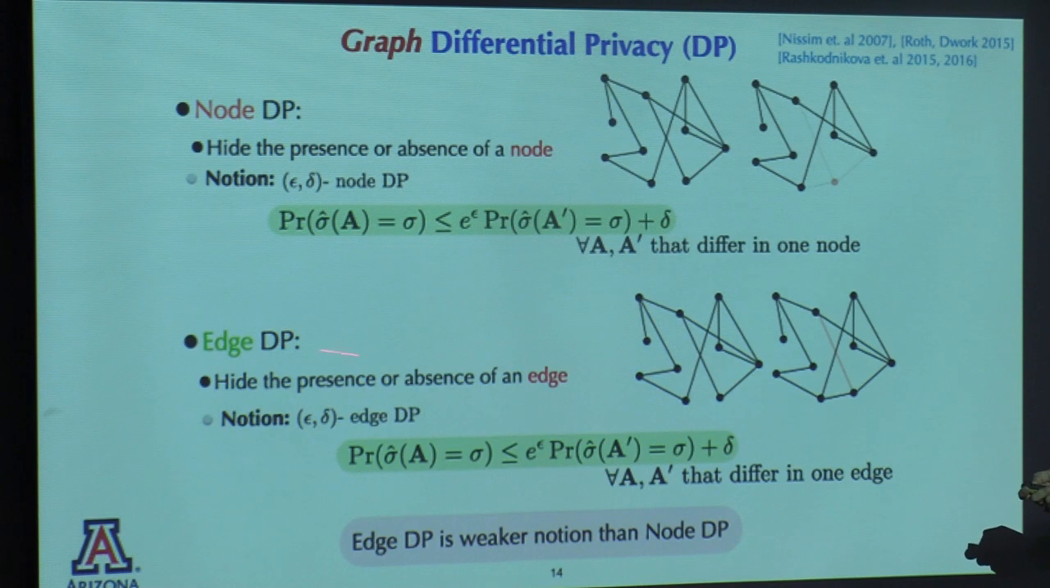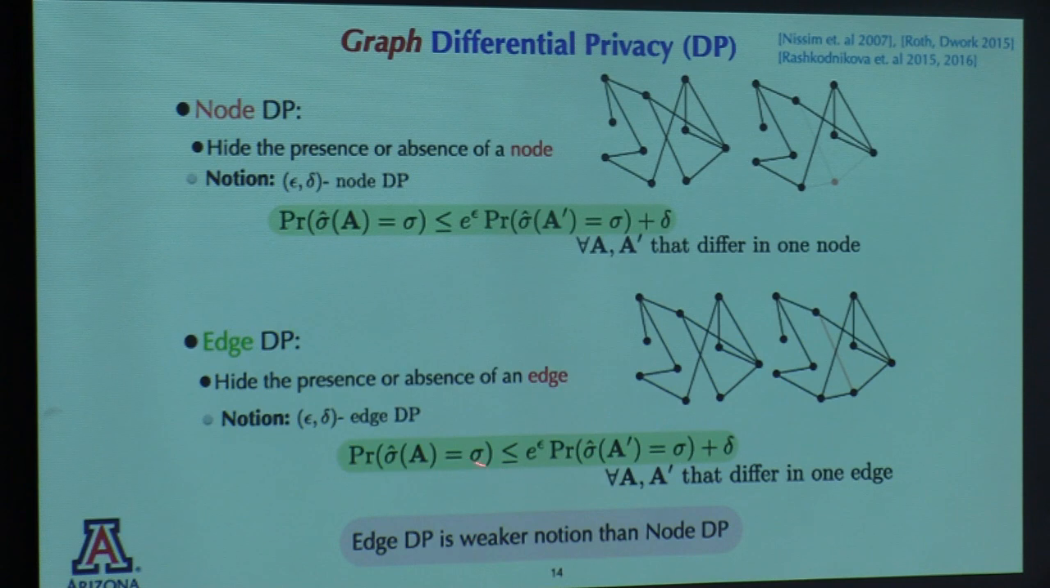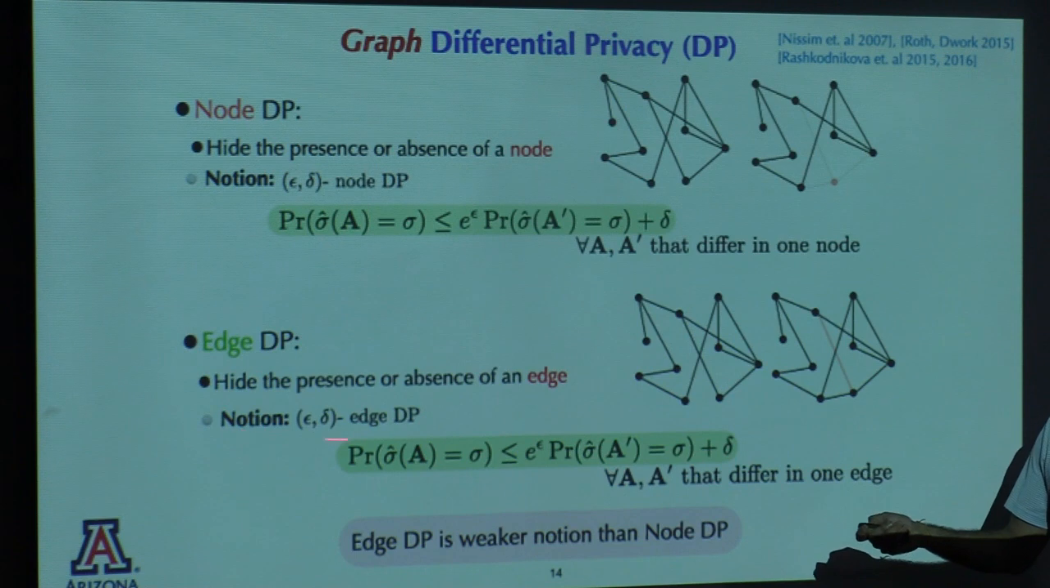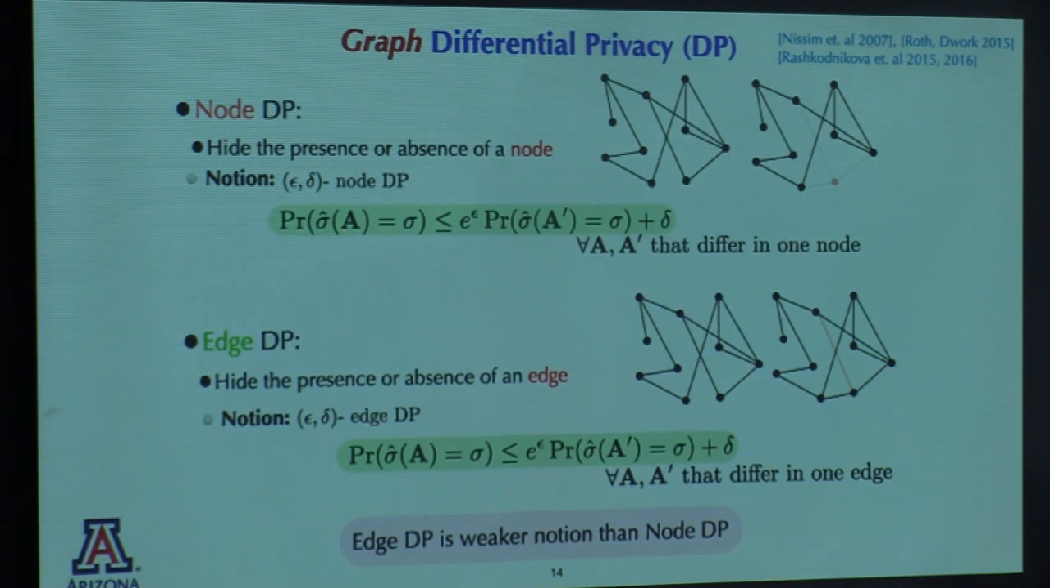Okay, so edge DP is what we focus on, at least in our work, so that we hide the presence or absence of an edge. Here A and A prime now differ in one edge as opposed to one node. And then we require these two probabilities to be close, multiplicatively and additively. Epsilon and delta are the two leakage parameters. As you can imagine, edge DP is a weaker notion than node differential privacy. People have studied graph differential privacy back in 2007, and a bunch of different papers have come out. But not much has been said, especially on the community detection problem.